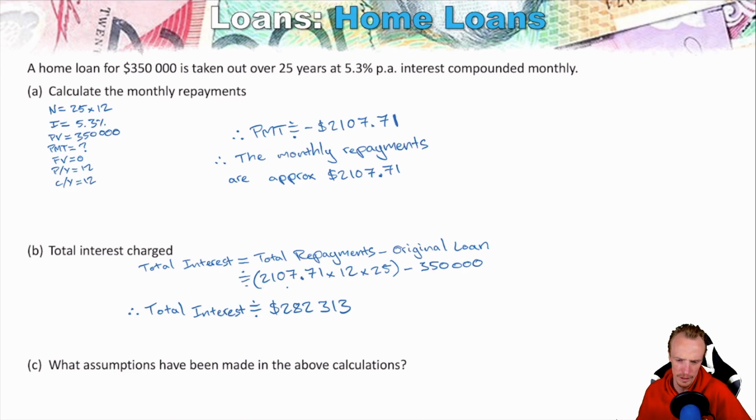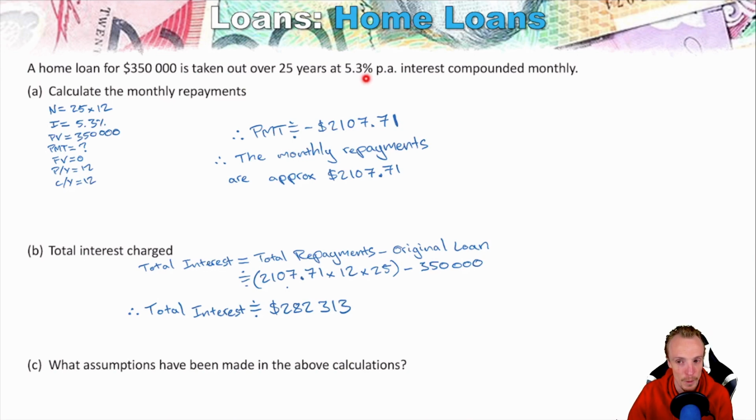So the thing we've got to think about though is what assumptions have we made in this, and the biggest one is the fact that this interest rate is going to stay at 5.3% for the entirety of the loan. There are other assumptions we've also made here, but that assumption is very, very unlikely. Whilst you can get fixed interest rate loans, they're generally fixed for a certain period of time before they go back to a variable rate.